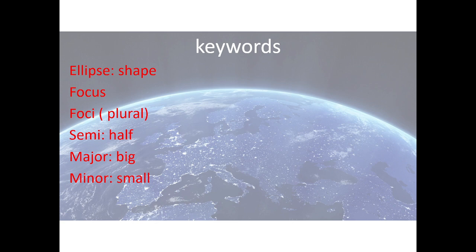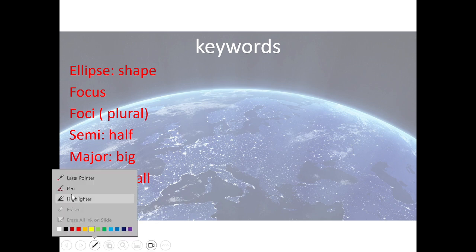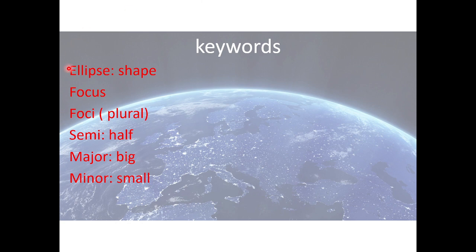Here are some keywords for this video. The first is ellipse. As you can see, ellipse is a shape like egg shape, like circle. Like circle is a shape, triangle, square is a shape. Similarly, ellipse is also a shape.